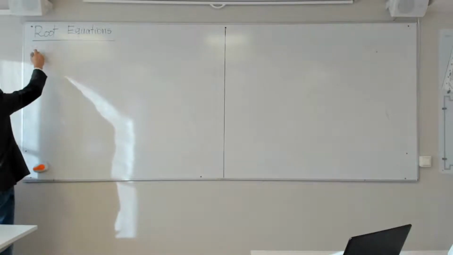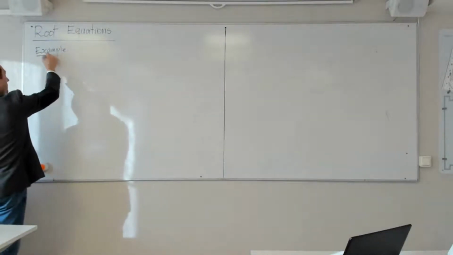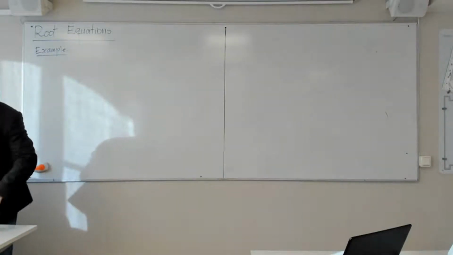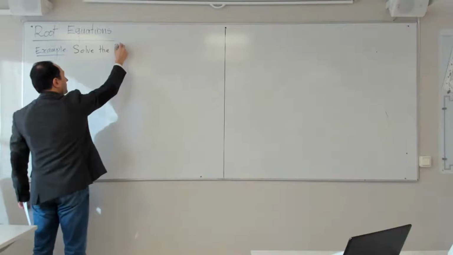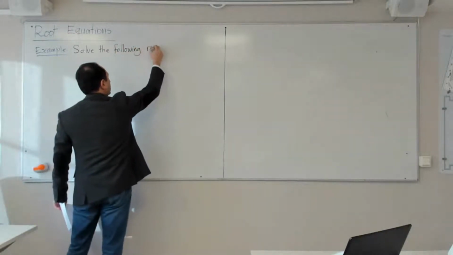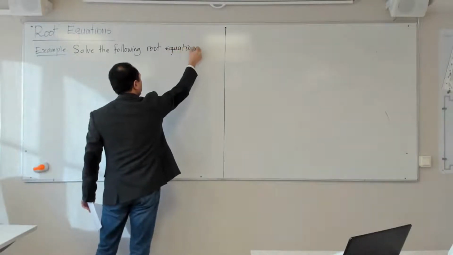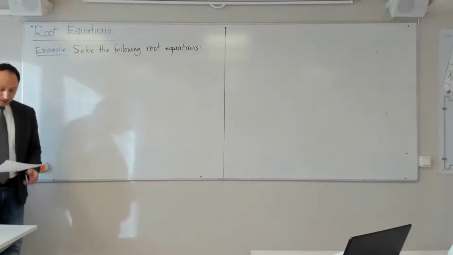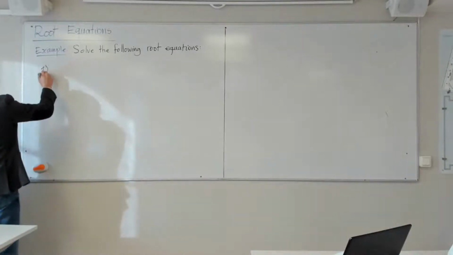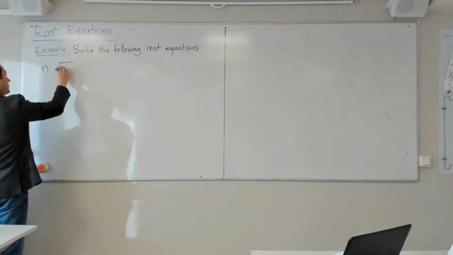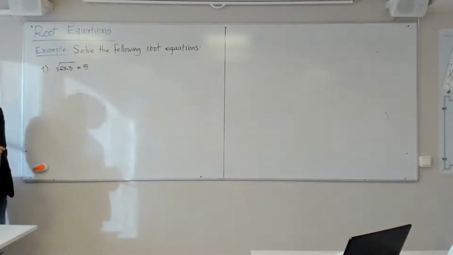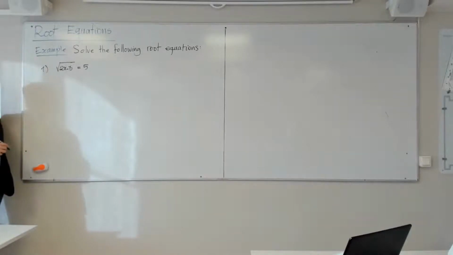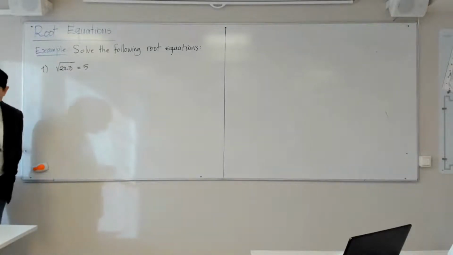Okay, so here, an example. Solve the following root equations. Let me start with a simple one. Number 1: the square root of 2x minus 3 is equal to 5. These are at the level of the book right now. So we have enough time, yes.